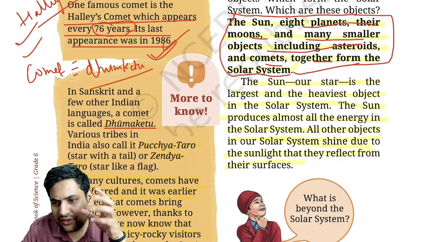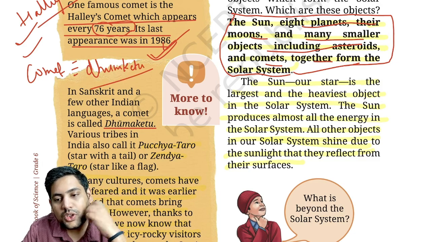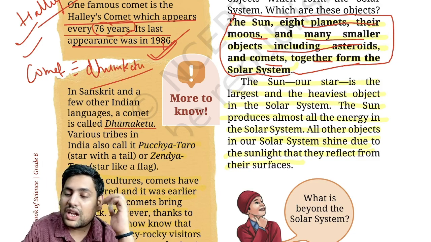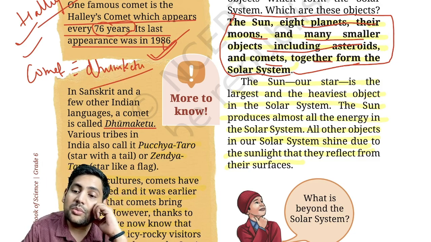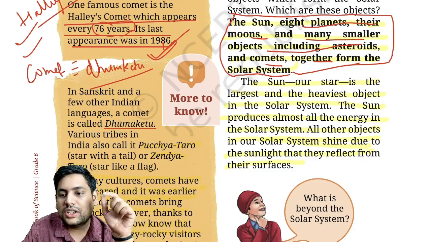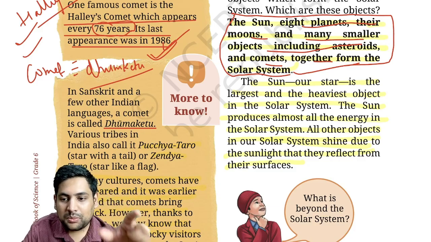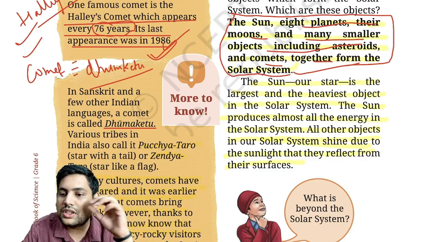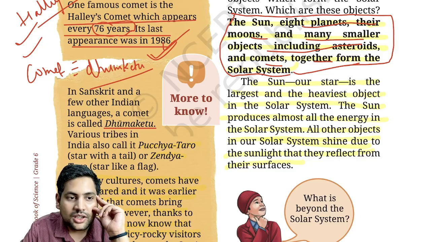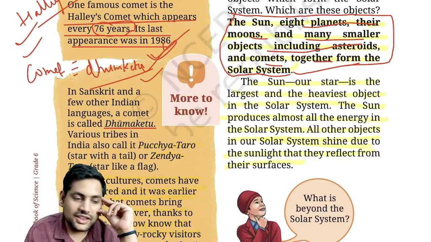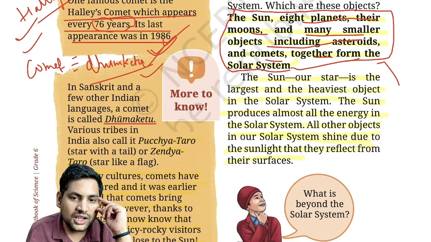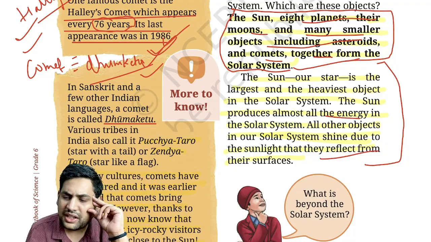Can you see that in India as well as in other cultures, because we could observe the sky so well, we have seen so many phenomena and we have called them names also. Now most people like us sitting here, we have not seen a comet, correct? But they have. Then the sun, our star, is the largest and heaviest object in the solar system. Sun produces almost all the energy, others are just reflecting that energy.